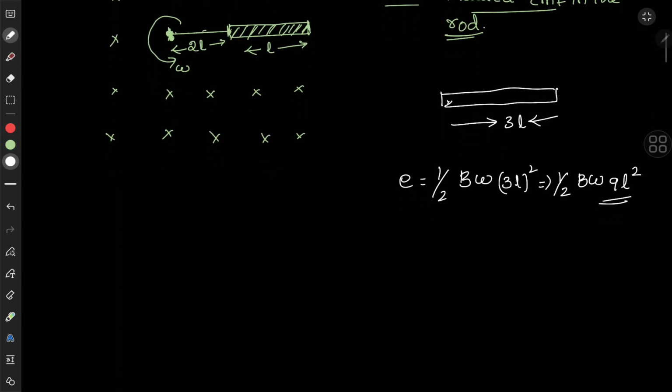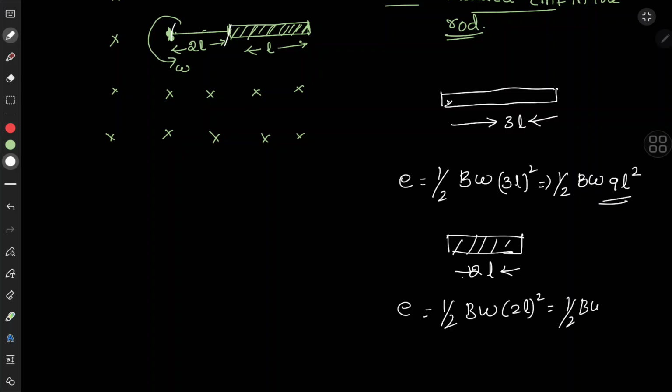Now we take only this part, from here to here. Let us take another rod with a length of 2L, and find the induced EMF. Half into B into omega into 2L whole square, which can be written as half into B omega 4L square. This is the induced EMF if it were a rod of length 2L. Now we have to subtract this from the previous one.